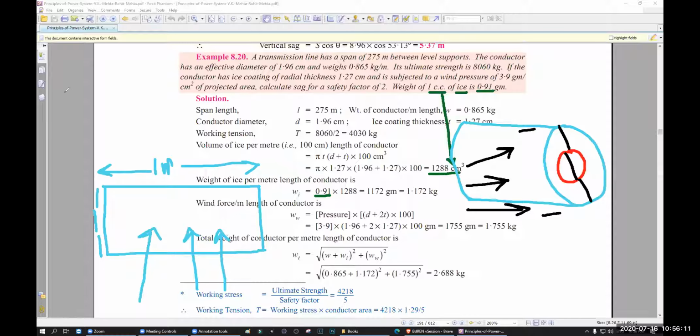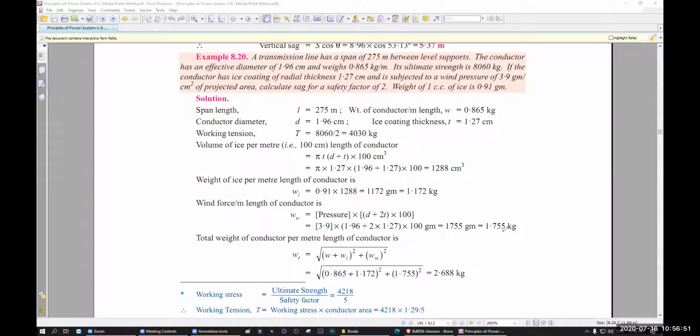What is the area of the rectangle? The area of the rectangle will be 100 into D plus 2T. That is the area. And what is the wind force? Remember, it is the wind force. Force is equal to pressure into area, right? That is the formula. So pressure is 3.9, and the area is D plus 2T into 100. That is what you got. How much did you get? 1755 gram, 1.755 kg. That is the Ww.